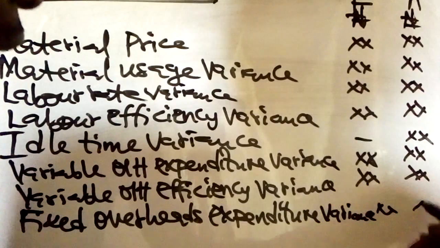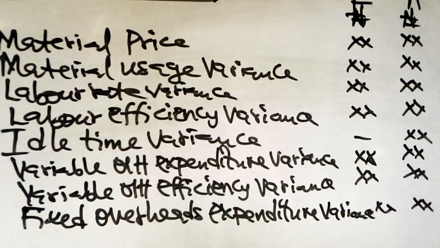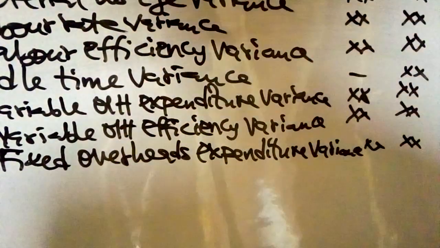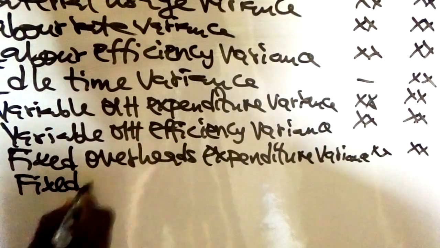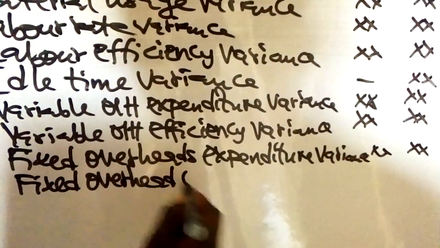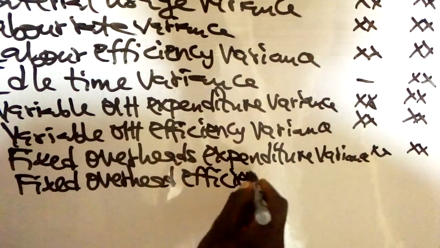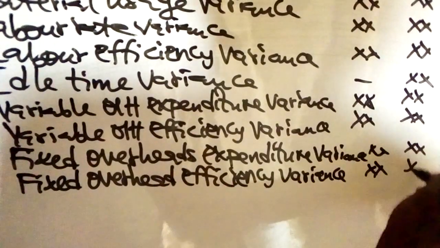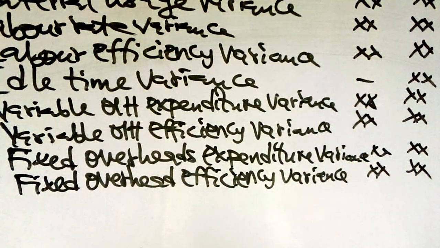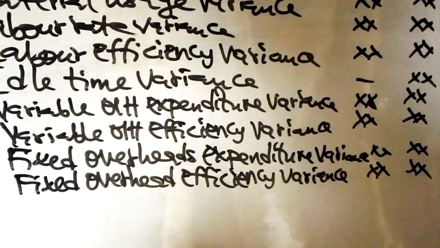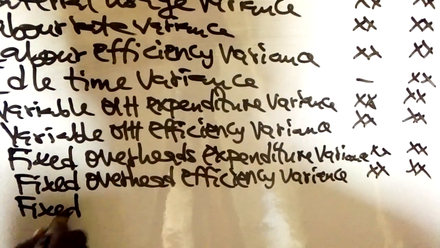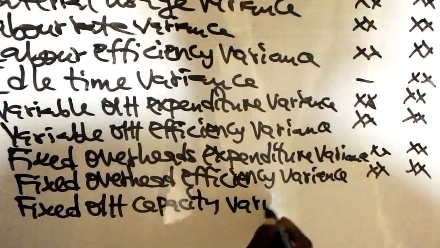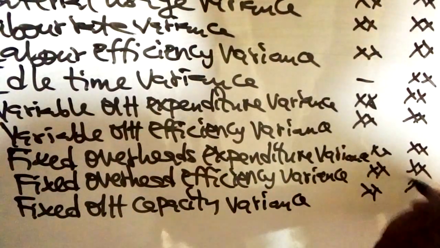This could be favorable and it may be an adverse variance. Then we may as well have fixed overheads efficiency variance. This may be a favorable variance and it might be an adverse variance. Then we can as well have fixed overhead capacity variance. If it is favorable, you have it here, and if it is adverse, you have it here.